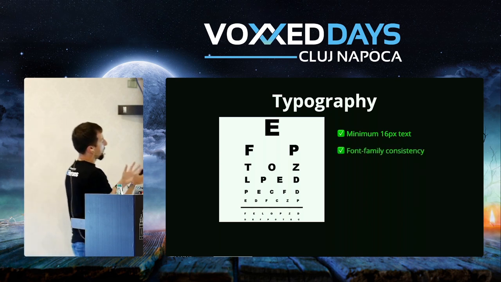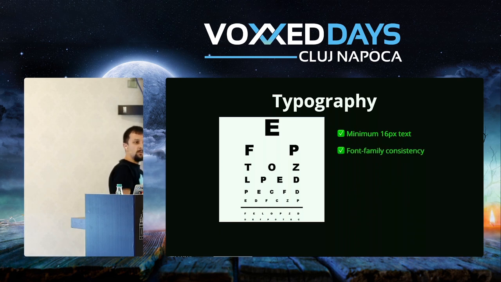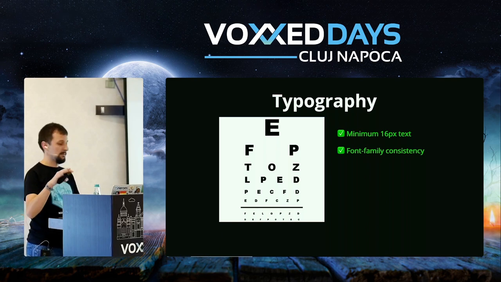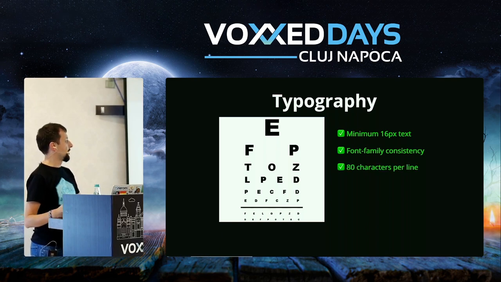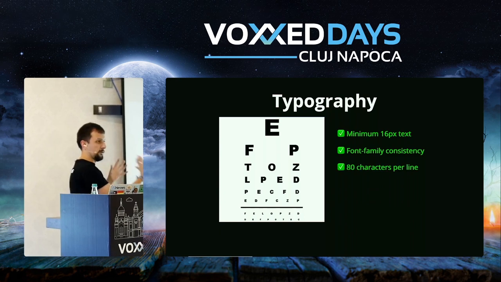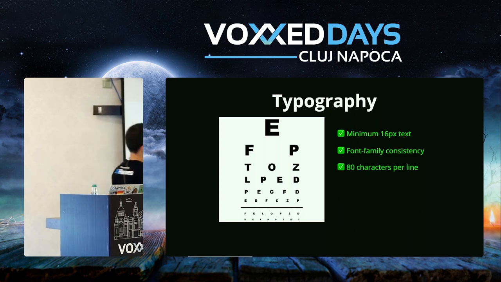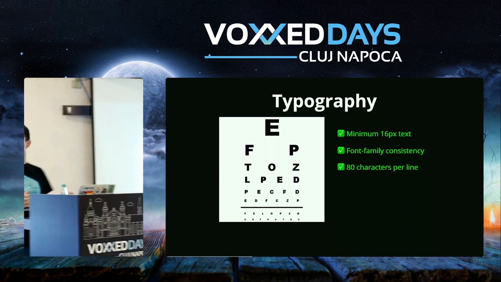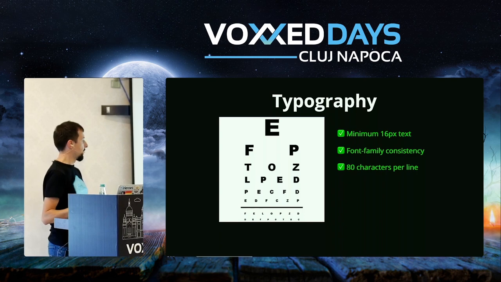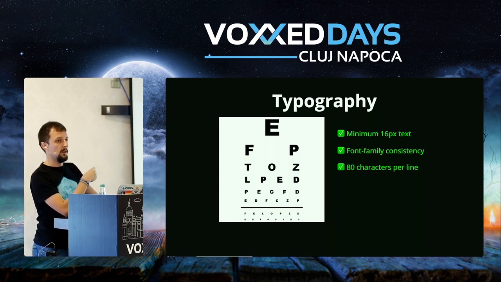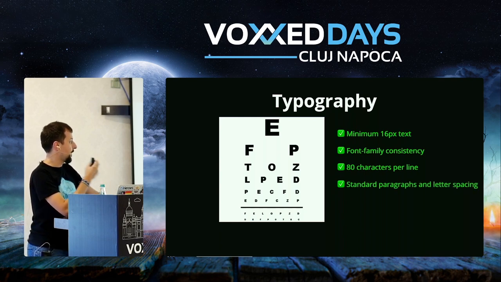Font family should be kept consistent. Try not to mess too much with that. If you have two font families, that's fine. If it's three, then maybe it's too much. If you want to have readable text, a lot of text input, you should constrain it to around 80 characters per line, because otherwise it's very hard to keep up mentally with the text. There are a lot of studies on this particular thing.